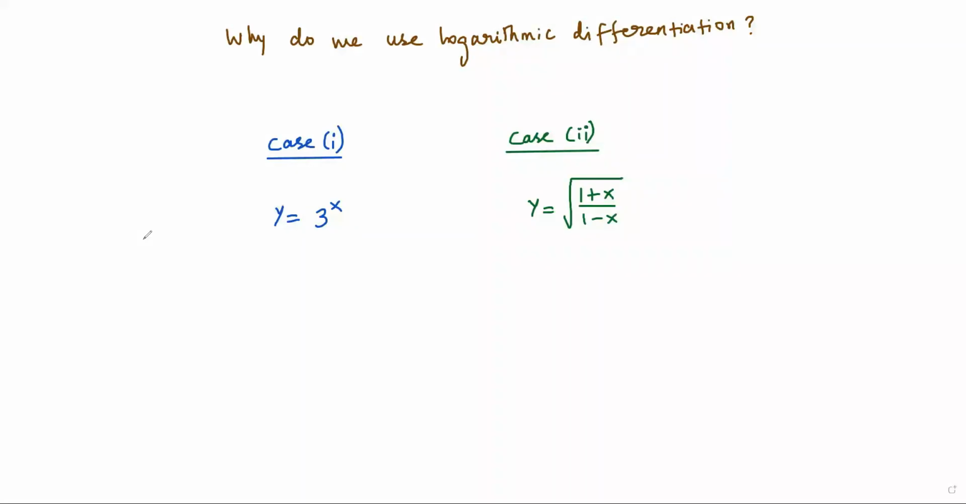Why do we use logarithmic differentiation? In calculus, when I want to find the derivative of some function, I take the natural logarithm on both sides and continue the derivative process. Why do I take the natural logarithm on both sides to get the derivative? What's the reason behind it? That's what we are going to see in this video.